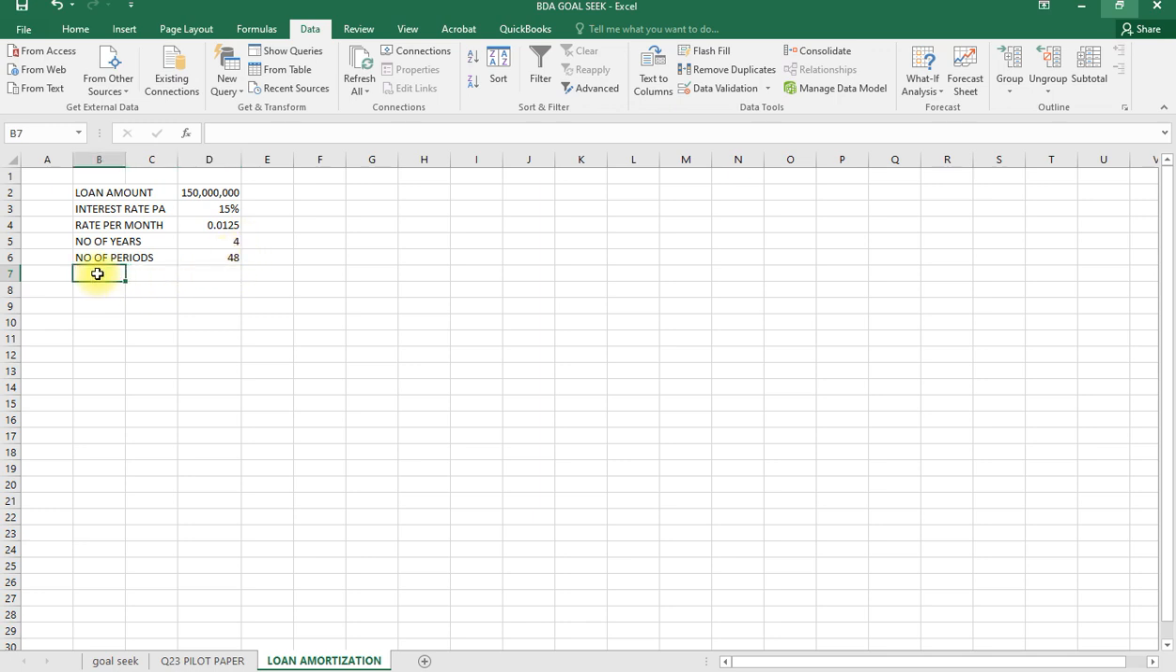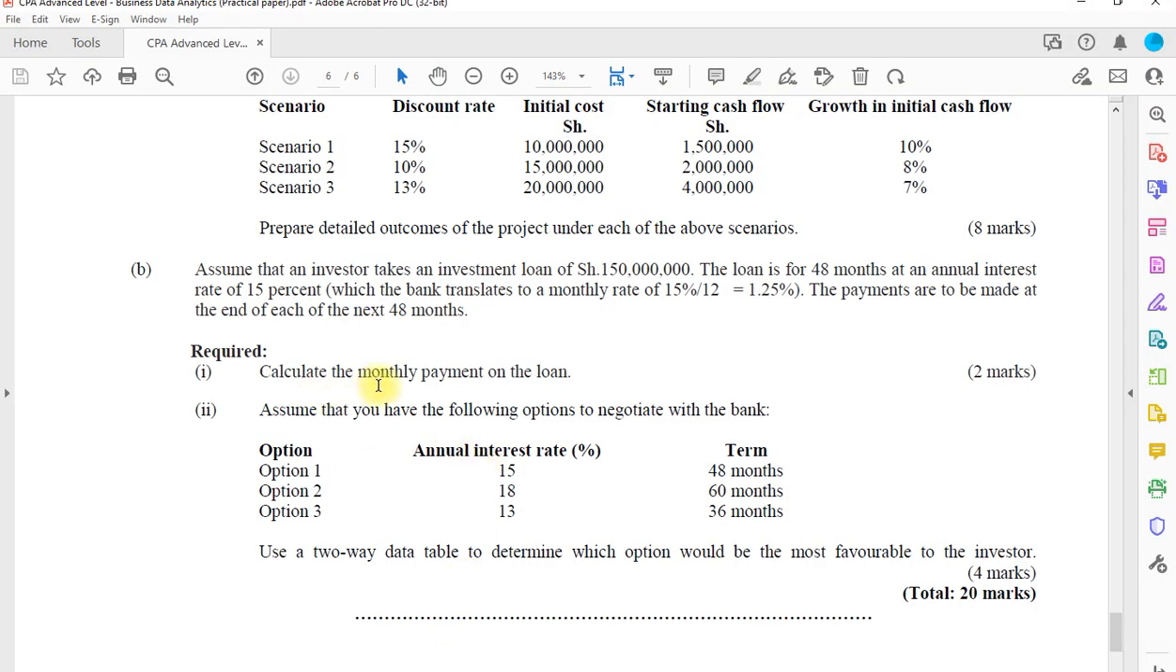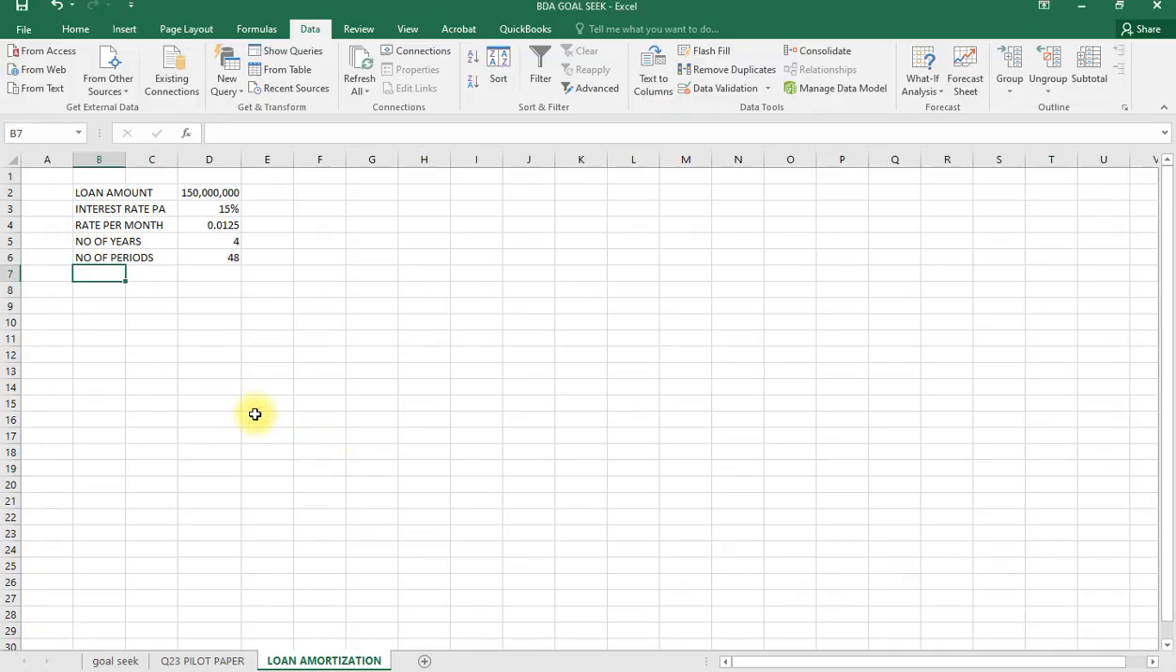So the key thing, we need to find the monthly repayment. So repayment, because that is our question. We can go back: calculate the monthly payment on the loan. There are 48 months, the rate is 15% per annum, per month is 1.25, and the loan amount is 150 million. So we need the monthly payment. So go back to Excel, monthly payment.